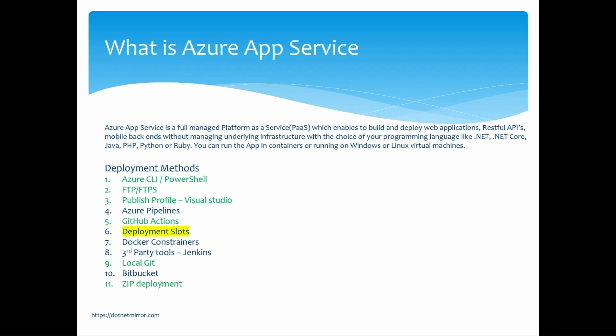Before we talk about slots, let's remember that Azure App Service is a fully managed platform as a service. It lets you build and deploy web apps and APIs using .NET, Java, Python, and more languages without worrying about the underlying infrastructure. While there are many ways to deploy, like GitHub Actions or Azure Pipelines and the other methods shown here, deployment slots offer a unique way to manage environments. The ones in green, I have already created videos for, and you can watch my playlist. I will provide the link in the description. Today, let's focus on deployment slots.